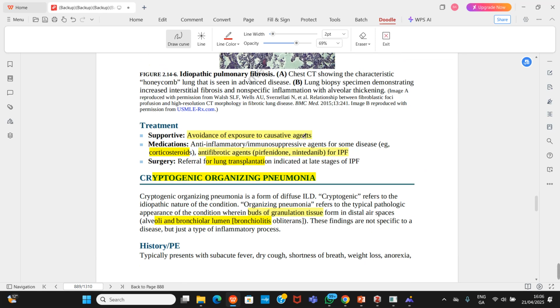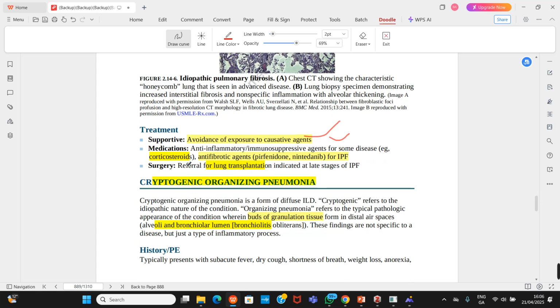So the treatment is supportive. Just avoid exposure. So if this person is having asbestosis, berylliosis, reduce the exposure to all those things. If the person is having idiopathic pulmonary fibrosis, you have to give steroid. You have to give an antifibrotic agent like pirfenidone or nintedanib. Nintedanib, or pirfenidone. They are antifibrotic agents and they are usually used for IPF, idiopathic.